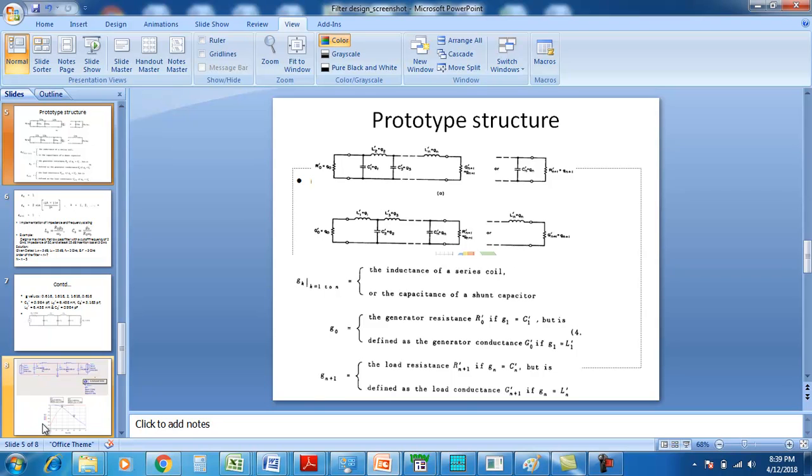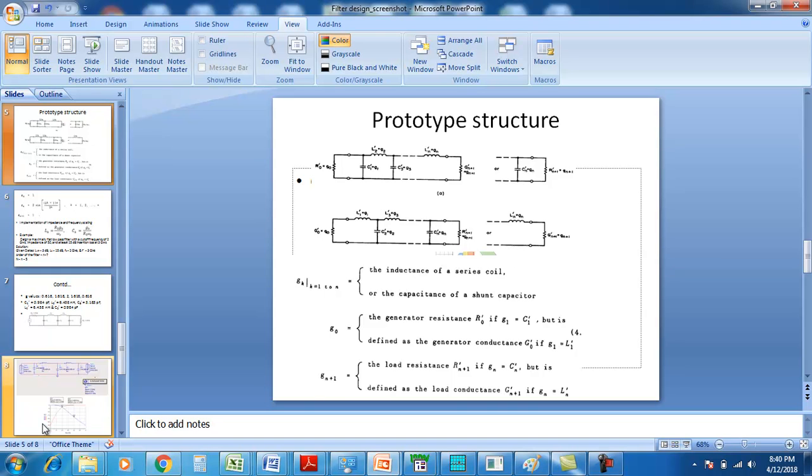If we get the order of the filter, we are going to draw the prototype filter structure. Why is it called a prototype filter structure? Because the low pass filter is constructed using normalized element values, that is normalized with respect to impedance and frequency. So the source and load impedances are equal to 1 because it is normalized with respect to the impedance. The other elements, the inductor and capacitor values, are normalized with respect to impedance and frequency.